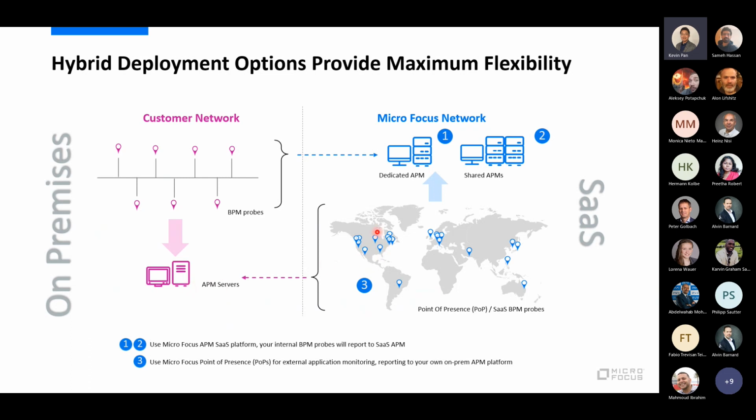So the public probe will monitor the external applications, and then send data back to their APM server. So they can just treat these POPs or public BPM probes as their own probes, the same way as their internal BPM. So it doesn't feel any difference. The only difference is they need to open up the network channel through the internet, and then receive the data from the probe.